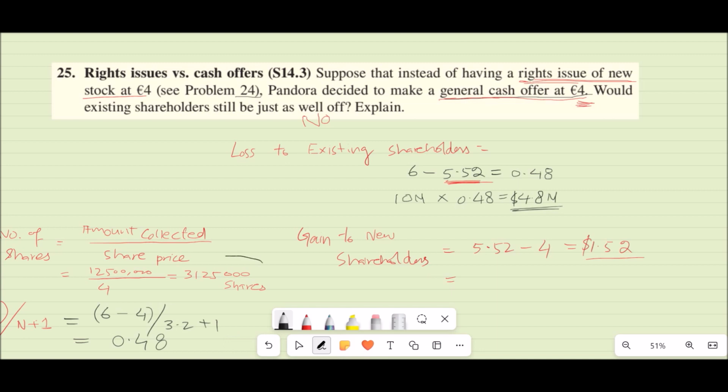and they have bought 3.12 million new shares, and the gain on each share is 1.52. By multiplying this amount, you will get almost a similar amount to this, $4.8 million.